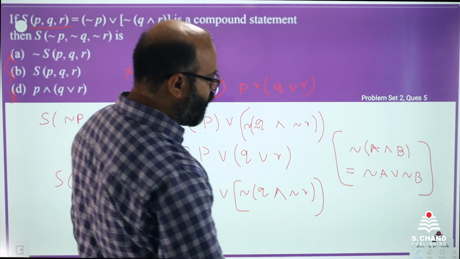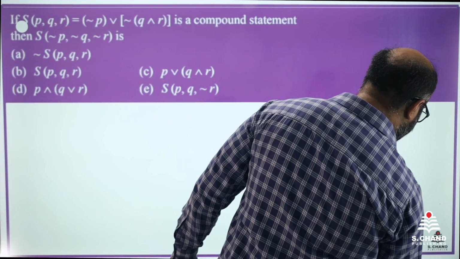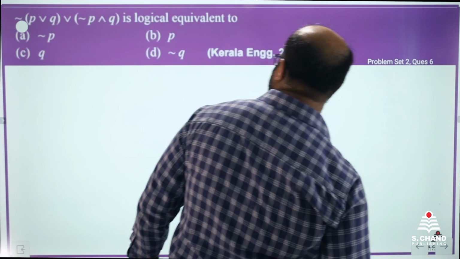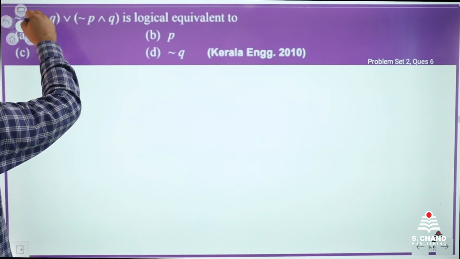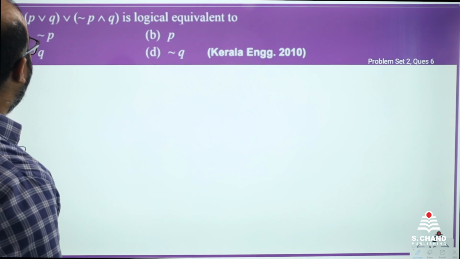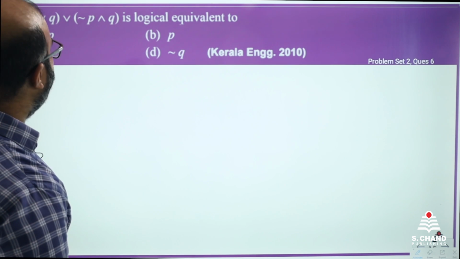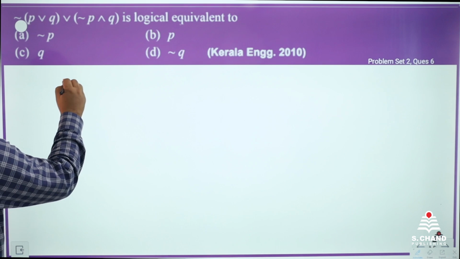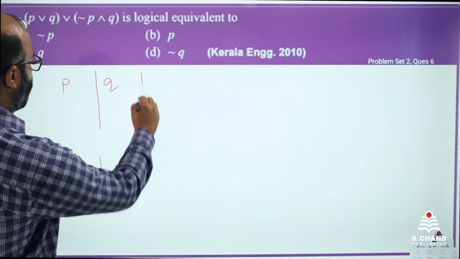So we can make one option correct by changing this. Let us come to the next mathematical statement. Not of P or Q or not of P and Q is logically equivalent to. So let us make the truth table here.